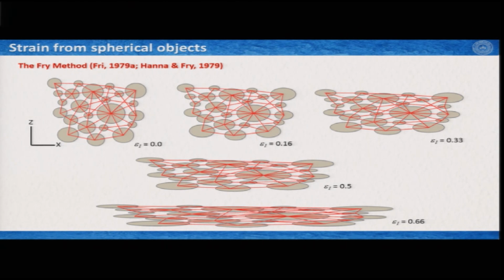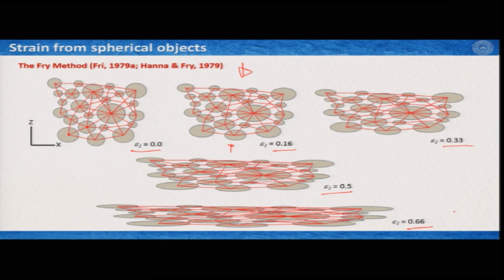These red lines, or network of red lines, define the distance from one center to the center of the neighboring circle. Now, in this setting, if I deform it by pure shear like this, here the elongation along x direction is 0, then 0.16, 0.33, 0.05 and 0.66. Four incremental progressive deformation stages are given.